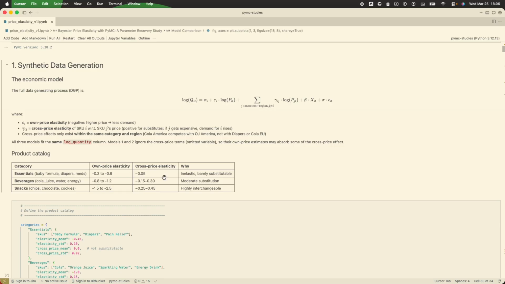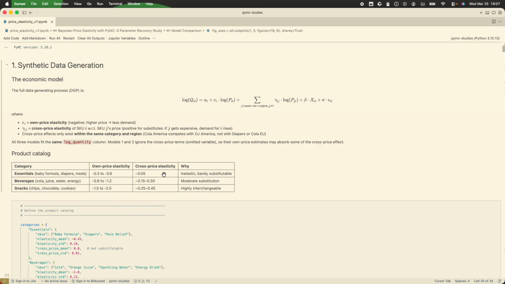And cross-price elasticity is, for instance, how much a change in the price of diapers affects baby formula. We have these 3 different categories because essentials tend to have low elasticity. Basically, you need to buy them no matter what, so they're not very sensitive to price changes. Beverages are more or less elastic. And then you have snacks, which are basically non-essential. So if they get too expensive, you just won't buy them.